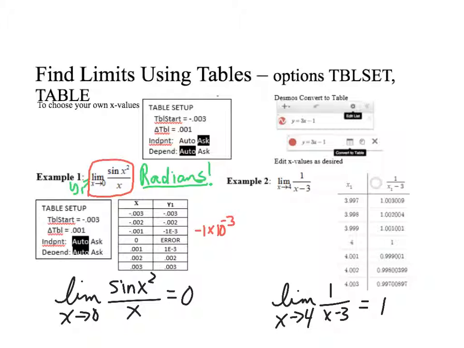So it doesn't matter. With limits, you are only finding what y is approaching, what y is getting close to, so it doesn't matter if it's there or not. You're getting close to the value.